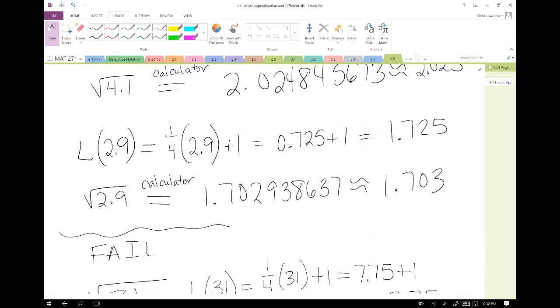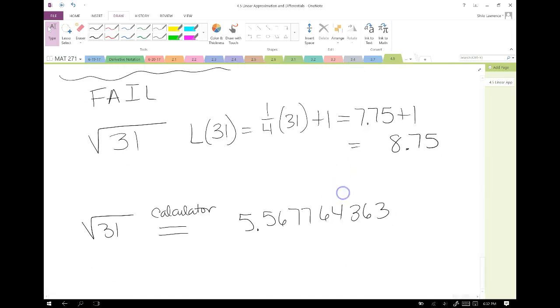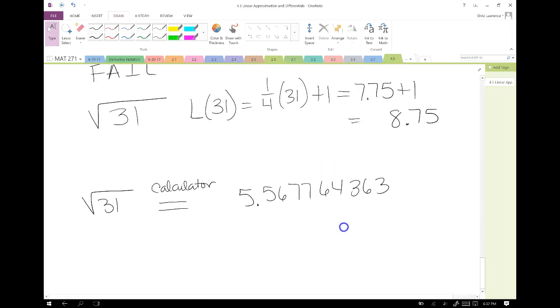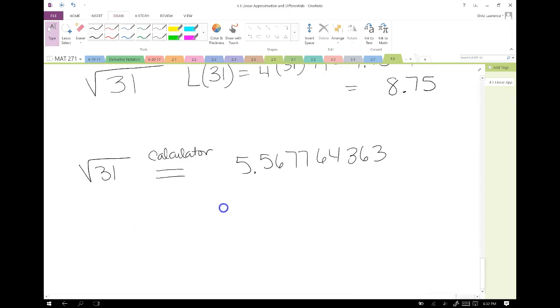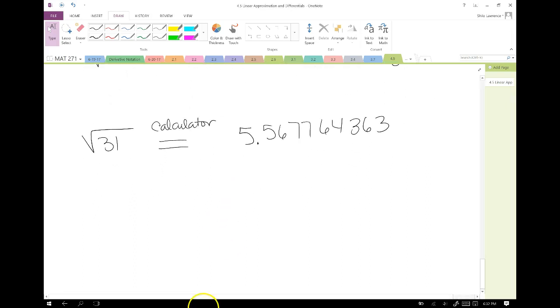We can use our linear approximations and the exact values to help us find the error in our approximation. And this is actually one of the really good applications in this section. One of the things that we can use this for in real life is for finding error.